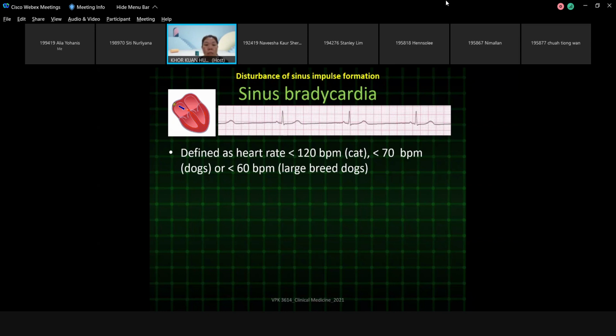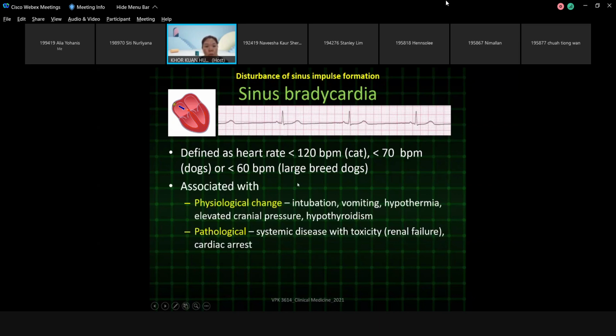So if you get 60 of a heart rate, and I say this is coming from a Chihuahua, then habis lah. So this is abnormal for a Chihuahua, for example. Okay, so the heart rate is very slow. Again, you have to see what happened at that point when you were calculating the heart rate or when you were recording the ECG. Okay, it could be because of physiological changes.